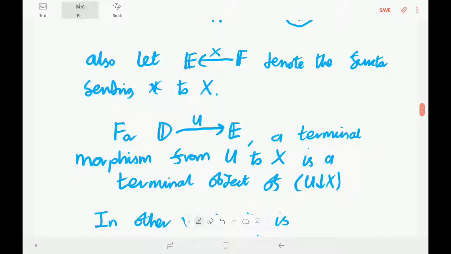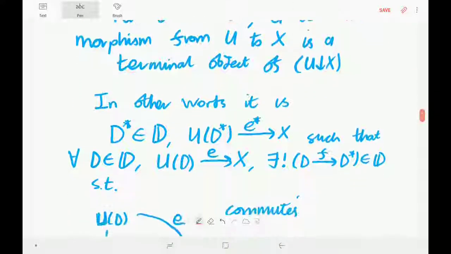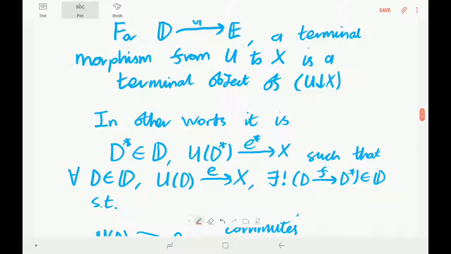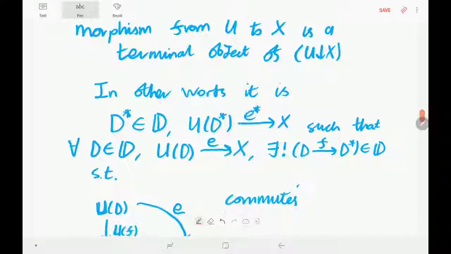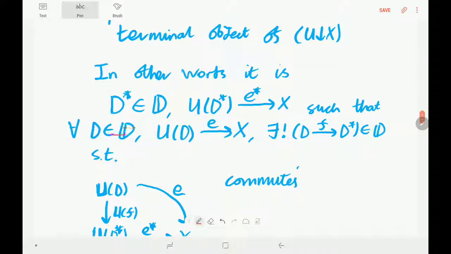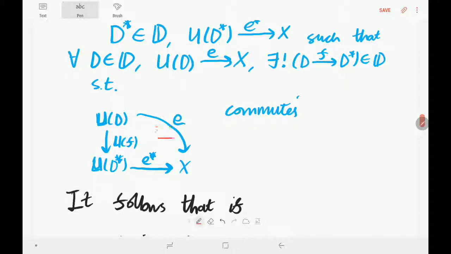Okay, so now, for a functor U from D to E, a terminal morphism from U to X is simply a terminal object of this comma category, U downwards arrow X. So let's see what that means. It means that a terminal morphism from U to X consists of an object D star in D and an arrow E star from U of D star to X, which is such that for any object D of category D with an arrow E from U of D to X, there exists a unique f from D to D star which makes this diagram commute. So we have that E can be written as E star after U of f.